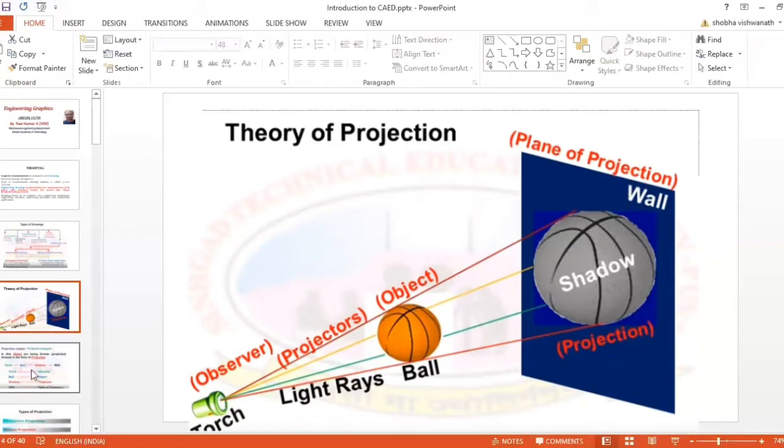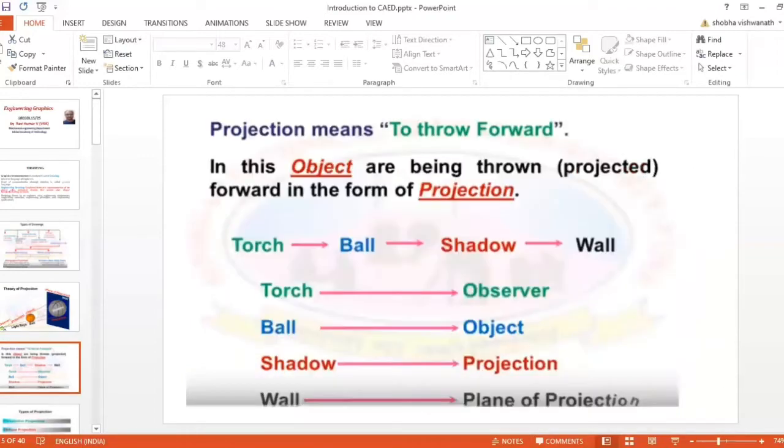So what is the meaning of projection? Here, the meaning of projection is to throw forward. To throw forward is the meaning from the Latin word. The object is being thrown, projected forward in the form of a projection.